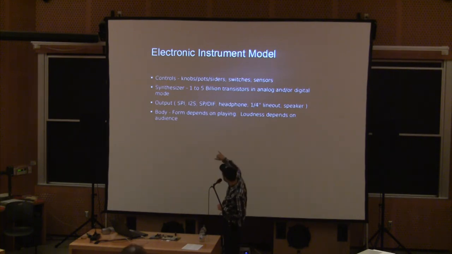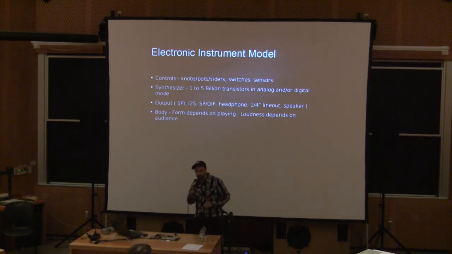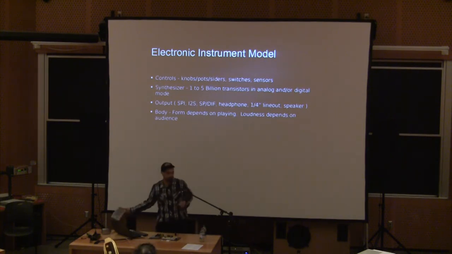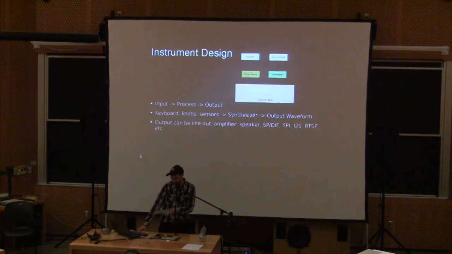But when you make instruments, you have to have four major things. You have to have some kind of controls. You have to have some kind of synthesizer, CPU. Notice you can use one transistor, like a stylophone, or you can use 5 billion, like an AMD Radeon card. And you have to have some kind of output. There's a bunch of digital formats, a bunch of analog formats. You really have to decide based on the context that you're going to use the instrument in. And finally, you have to have some kind of body. Notice how for this one, I just used a VHS cassette box. We'll get into that a little bit.